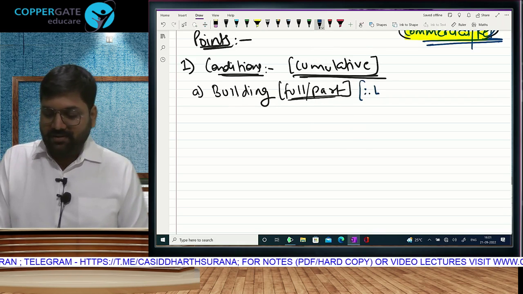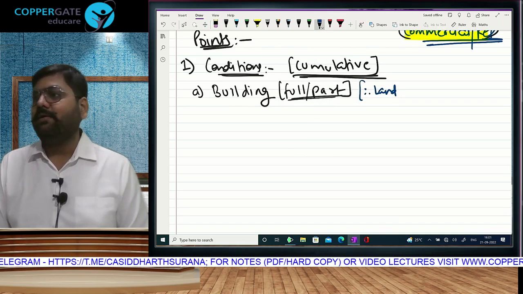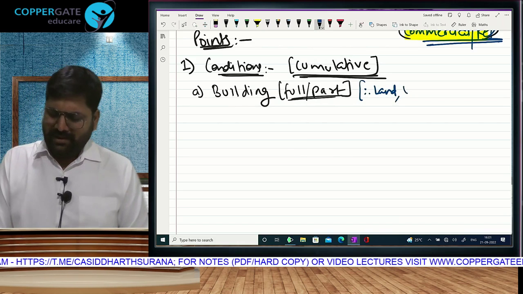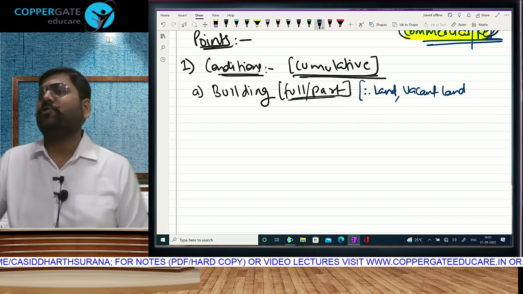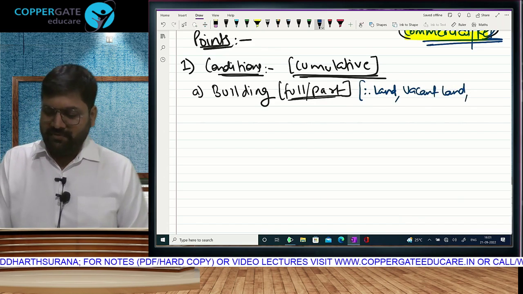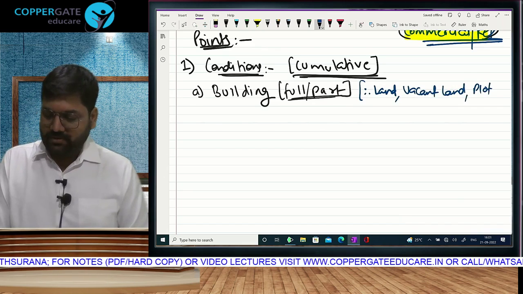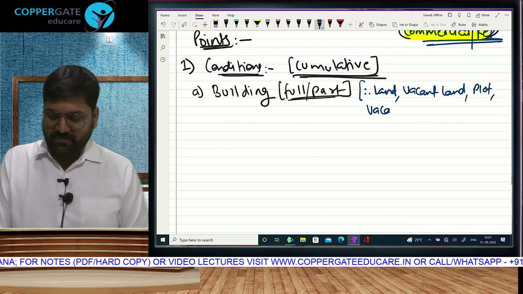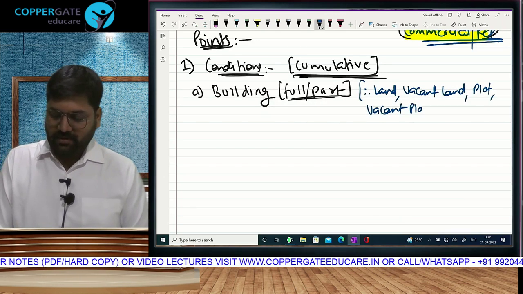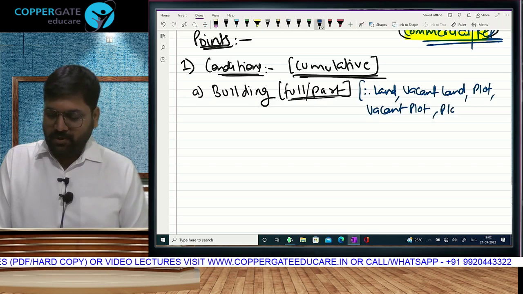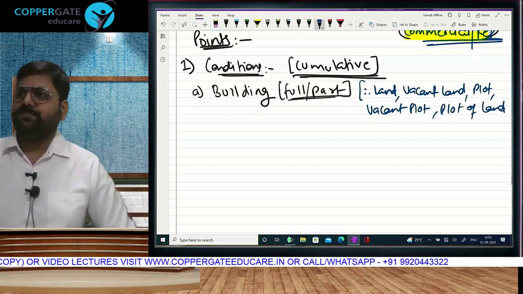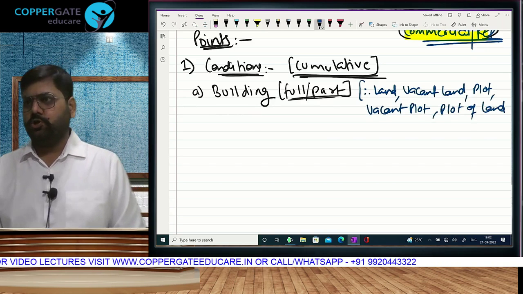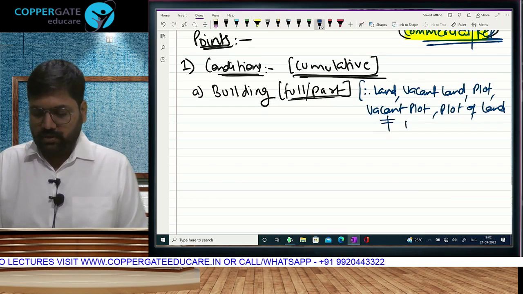if you are earning rent from a land, different words they will use. Vacant land, meaning on this there is no construction. They will use the word plot. They will use the word vacant plot. They will use the word plot of land. Can you earn rent from these places also? Yes. This will not come under house property.